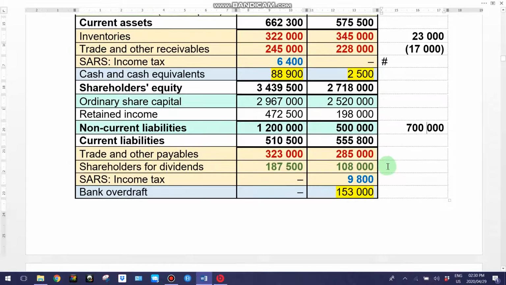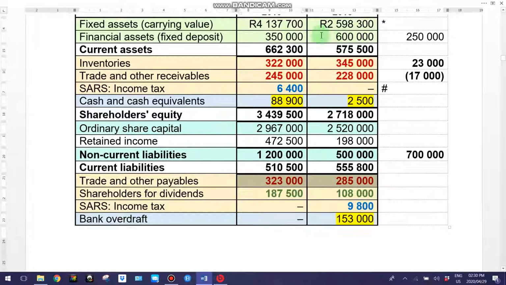So when it comes to loans, I can see there I've got 700,000, an increase, an inflow of cash. My trade and other payables, creditors, this is part of my working capital. You see I've got this in red here, that's my working capital, and this is also my working capital. I want to see what happened there. It increased. My creditors, it was 285,000 and I increased to 323,000, and therefore that one now would be an inflow of cash.